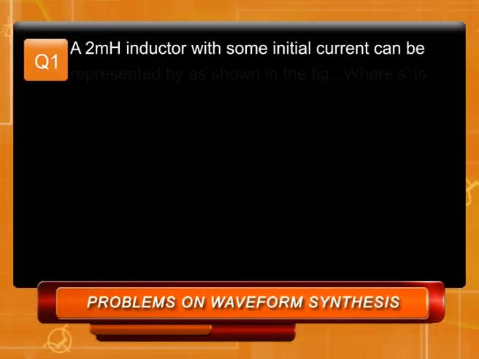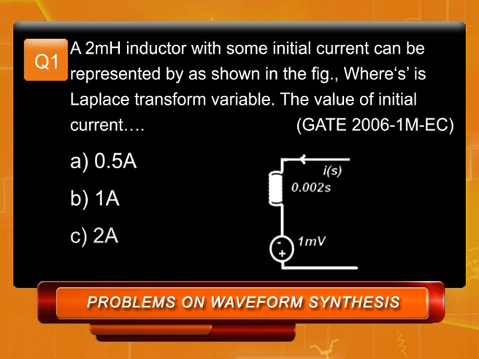In problem 1, we have a 2 millihenry inductor with some initial current, which can be represented as shown in the figure, where S is the Laplace transform variable. The value of the initial condition we have to calculate. It is given in GATE 2006, 1 mark EC. Options are 0.5 ampere, 1 ampere, 2 ampere, 0 ampere.